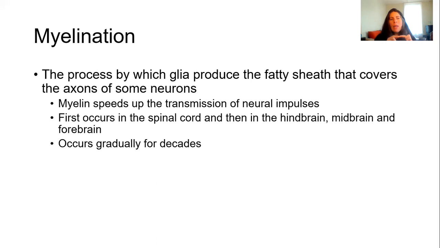And remember that at points along the axon in the myelin, there are gaps. Those are called the nodes of Ranvier. And there are sodium channels at those gaps, so the action potential can regenerate as it moves down the axon. Now, myelination first occurs in the spinal cord and then in the hindbrain, midbrain, and forebrain. And this occurs gradually for decades.